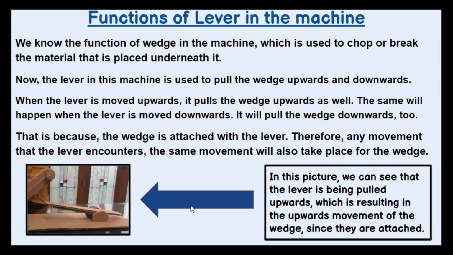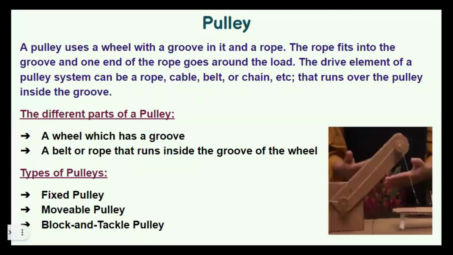So here is a picture. And this is the explanation of what is happening in the picture. So in this picture, we can see that the lever is being pulled upwards, which is resulting in the upwards movement of the wedge since they are attached together. Now the lever is attached to a pulley. That's why we will also be learning about a pulley.